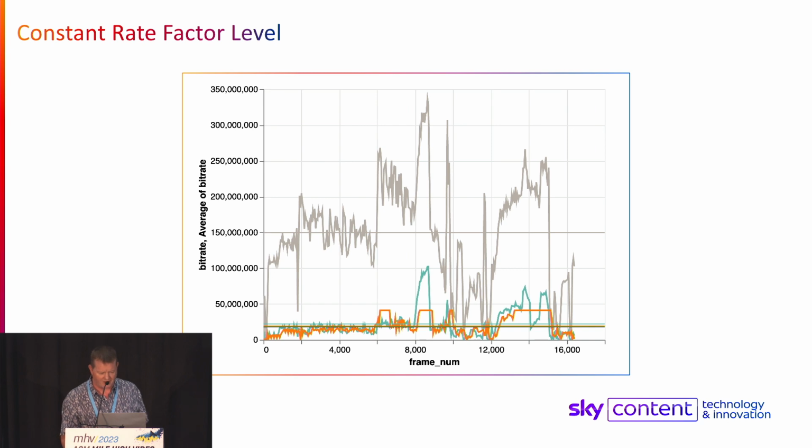I would recommend looking at the paper, but the main point that we're trying to make is to show the various ranges that we've got, where there's high complexity or low complexity, to demonstrate the fact that constant rate factor level is a good measure of complexity.